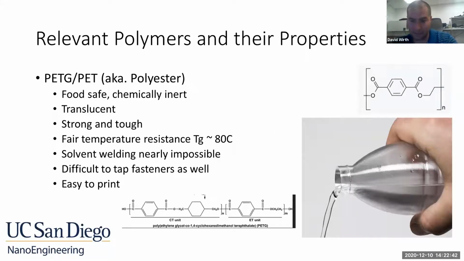PETG, this is kind of another common 3D printing plastic. It's very chemically inert. This is what they make soda bottles out of. It's translucent, pretty tough, good temperature resistance. The drawback with PETG is it's very difficult to fasten together because you can't really tap it that easily, and you can't solvent weld it because it is so chemically resistant. But it is pretty easy to print. Bed adhesion is very good. Matter of fact, it's too good.